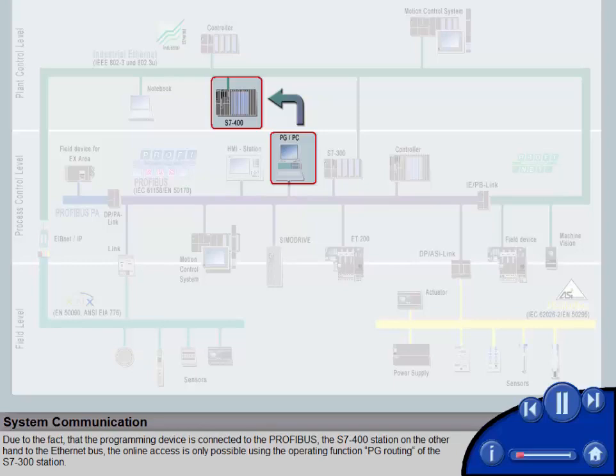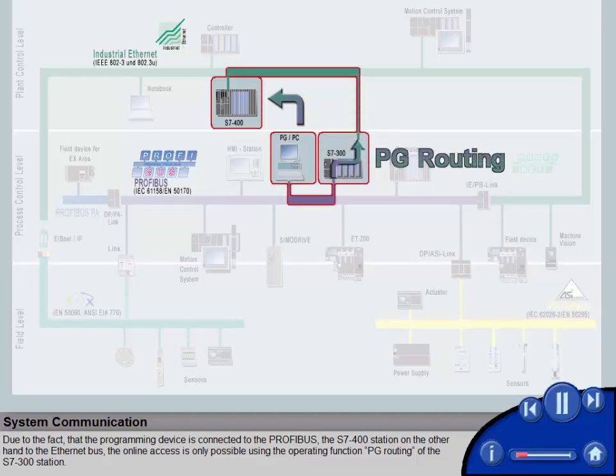As a first example, we are loading a user program into the CPU of the S7-400 station. Due to the fact that the programming device is connected to the Profibus, the S7-400 station on the other hand to the Ethernet bus, the online access is only possible using the operating function PG routing of the S7-300 station.